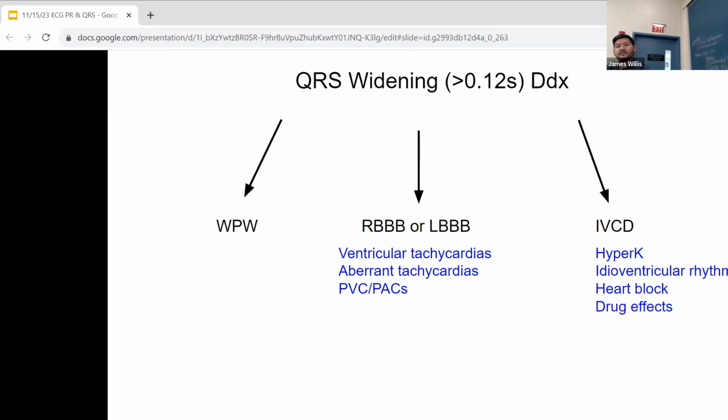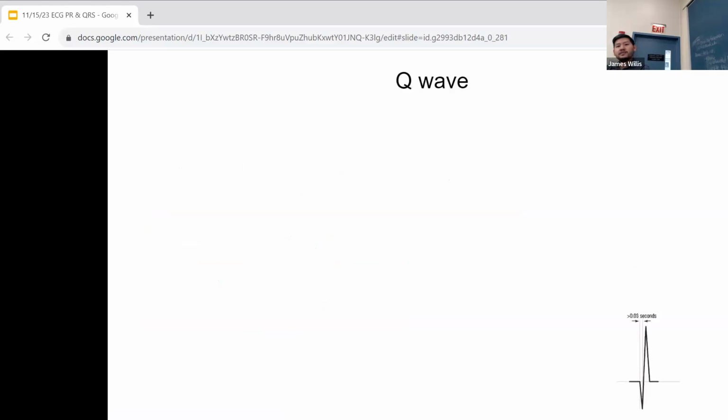I think that's all the time we have, but I guess we'll go over pathological Qs. You guys remember what makes a Q pathologic? One third. Just one third. Greater than one third of the QRS. Good, yeah. What else?